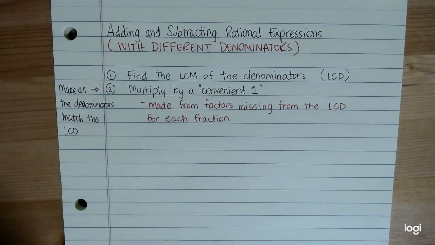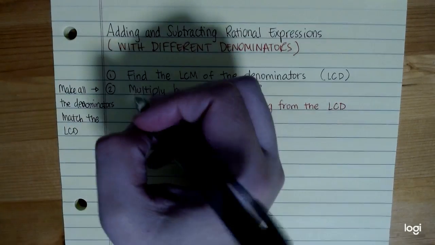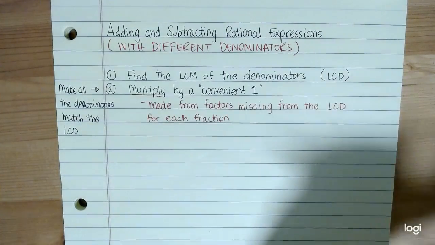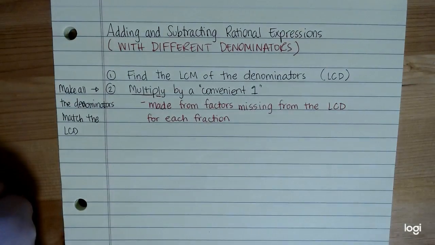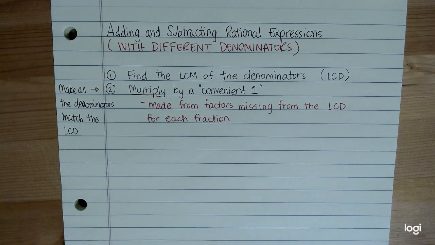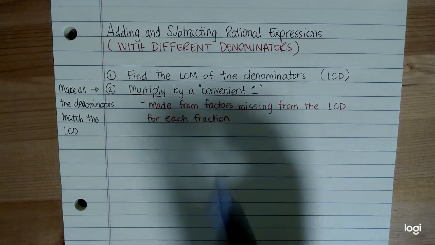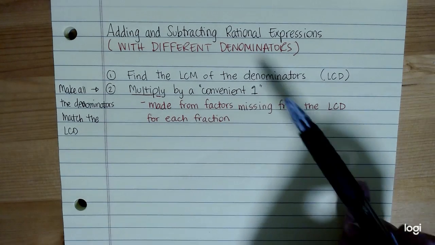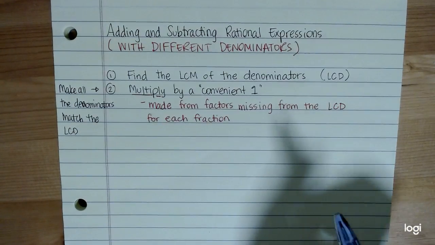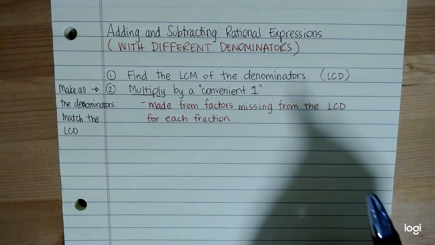But the way that we have to do that is with multiplication. We can't add, we can't subtract, because we're already adding and subtracting. So we do that by multiplying. We change those denominators by multiplication, but because we are trying to keep equivalent expressions, that's why we have to multiply by the convenient one, because we will multiply top and bottom by those missing factors.